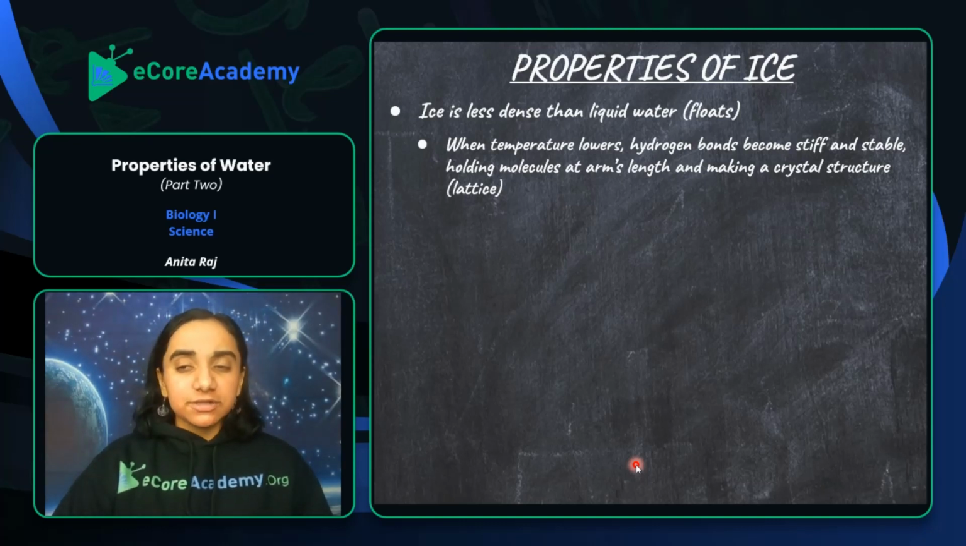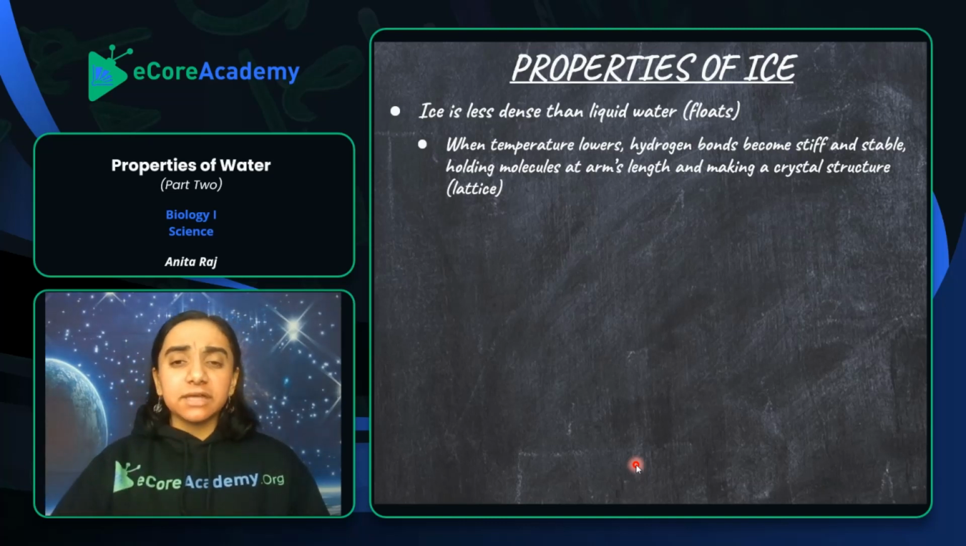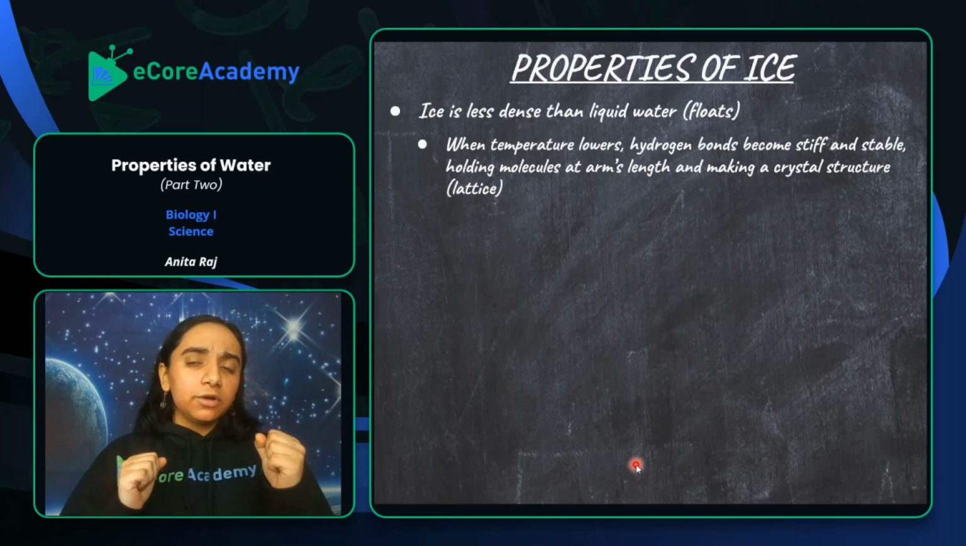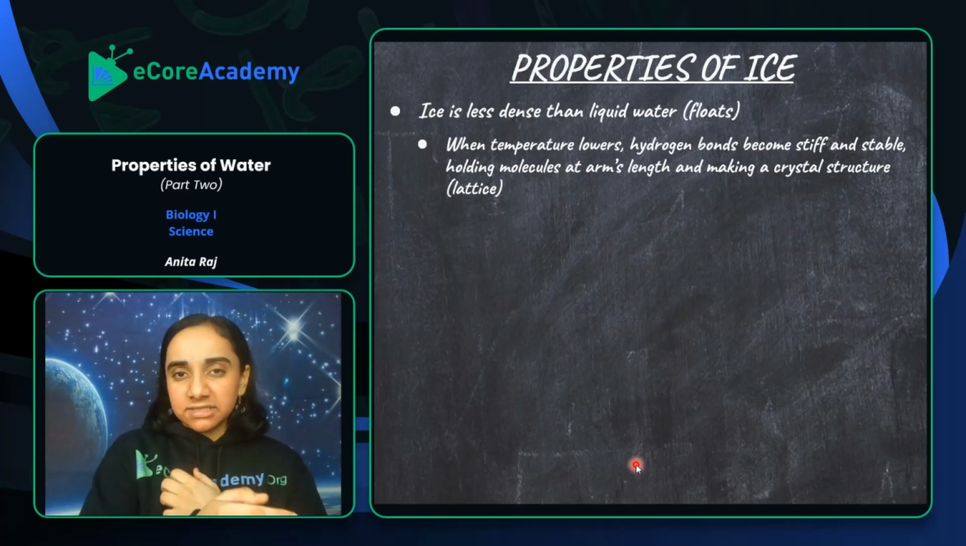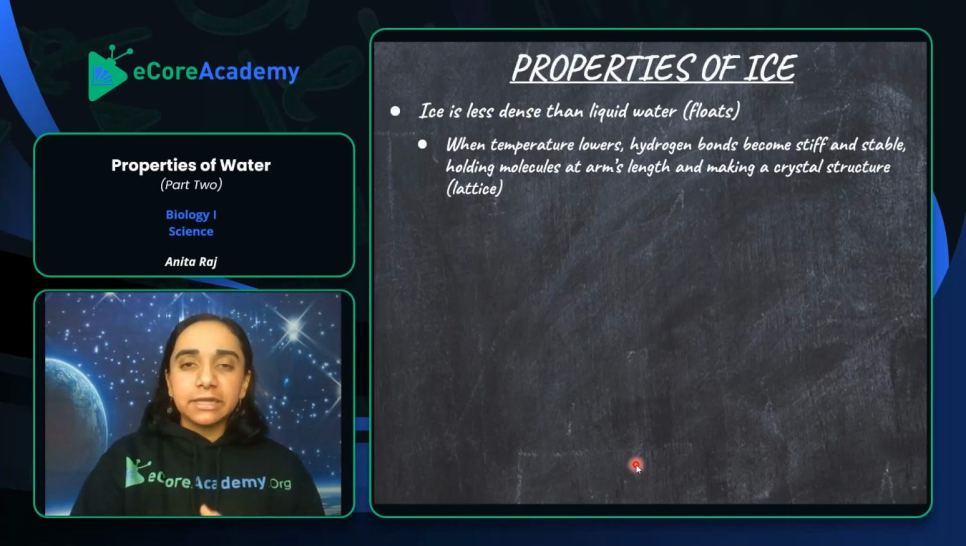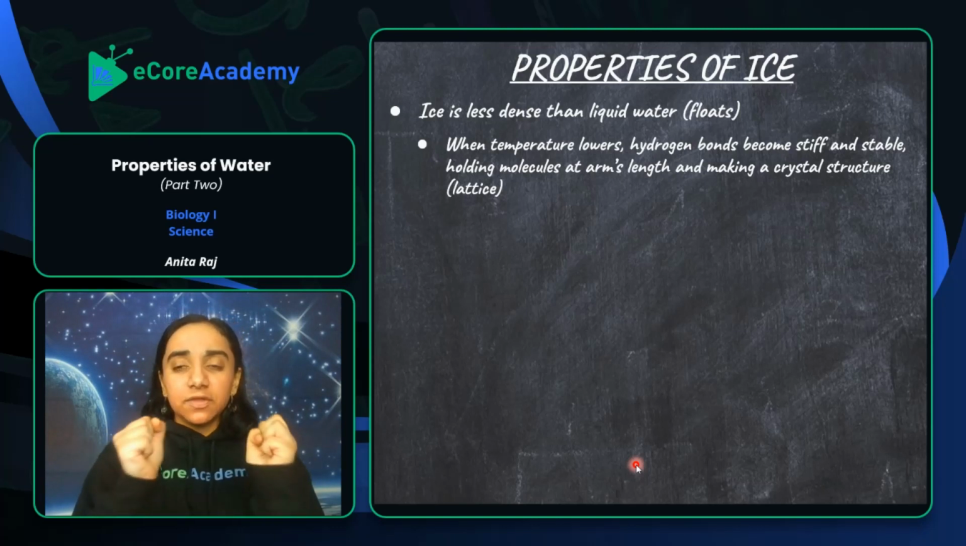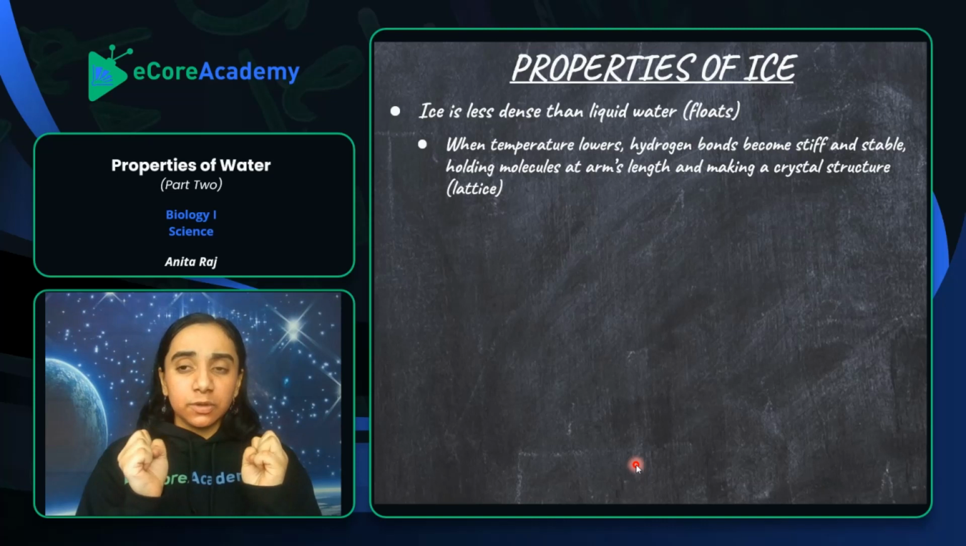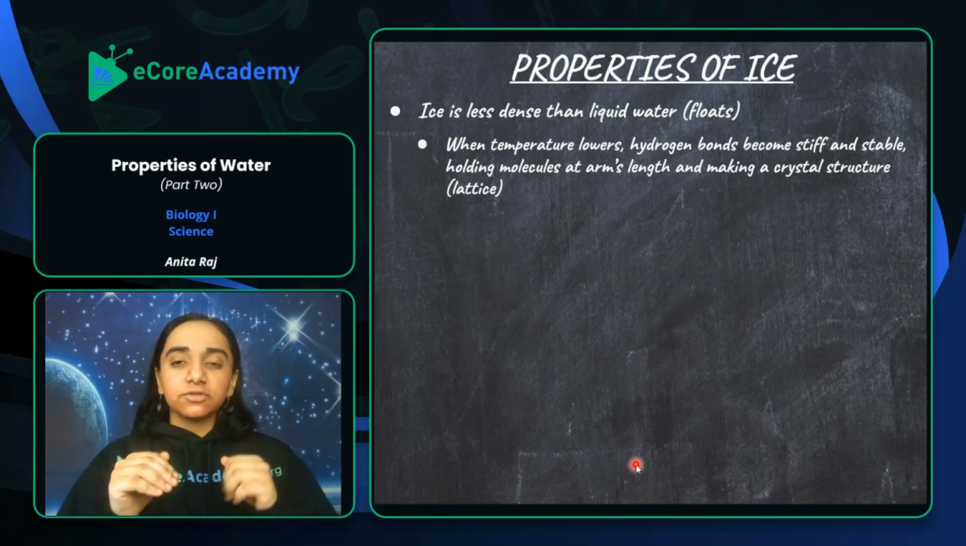When temperature lowers, hydrogen bonds become stiff and stable, holding molecules at arm's length and making a crystal structure, a lattice. Like we said, when temperature lowers, the hydrogen bonds are becoming more stiff, but this also means they're becoming more stable. So the water molecules aren't just going to be gliding past each other, breaking and making hydrogen bonds. Instead, the hydrogen bonds are going to become more solid and very stable, and they'll hold these molecules at arm's length.